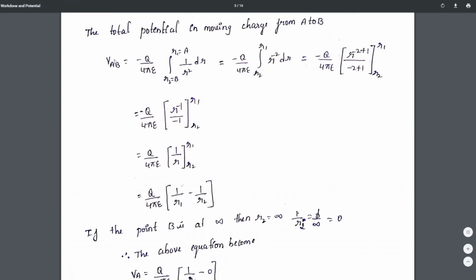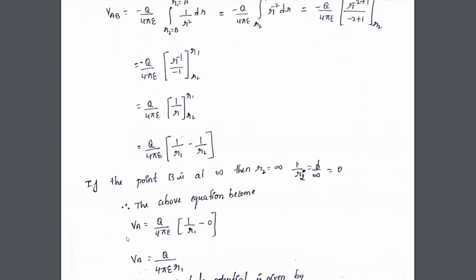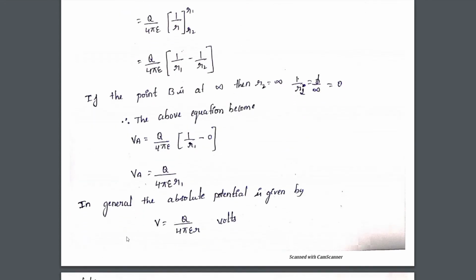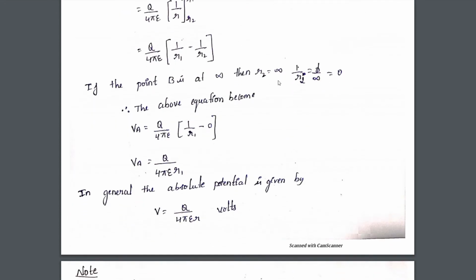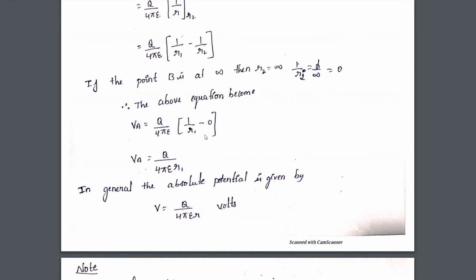This potential difference needs to be converted to absolute potential here. I told you absolute potential is the work done in moving the charge from one point to infinity. So the point B in this case is assumed as infinity. Once B is at infinity, then R2 will also be equal to infinity. So 1 by R2 will become what? 1 by infinity, that is equal to 0. So if you are converting this VAB to absolute potential, the last point should be taken as what? The point B is at infinity, you should assume.